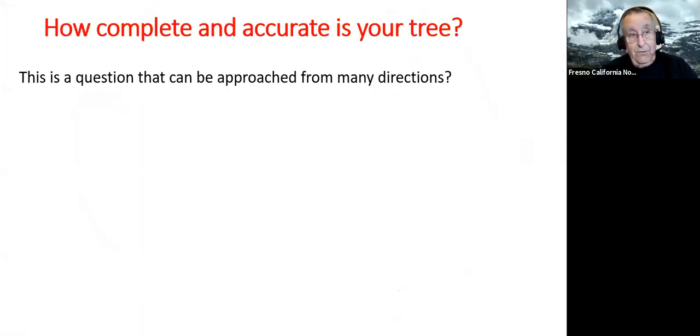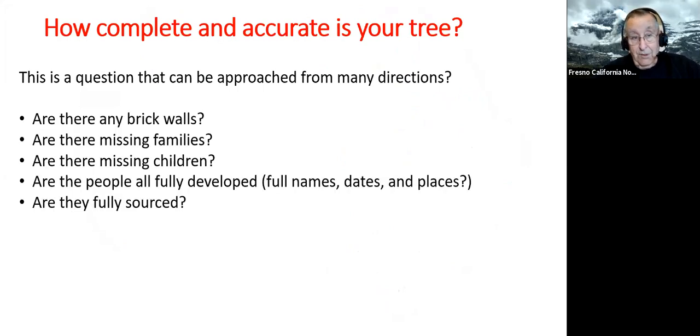So, first thing to do is think about how complete is your tree? And that's always a question we need to think about, and we can go from several different directions when we're talking about the tree at FamilySearch. Do you have brick walls in it? Are there families that are missing? Are there children missing in families? Are the people all fully developed? In other words, do they have their full names, their full birth and death information, places, all that information that really helps identify the person?